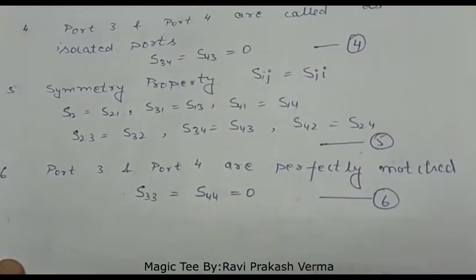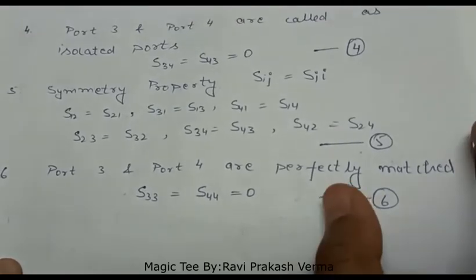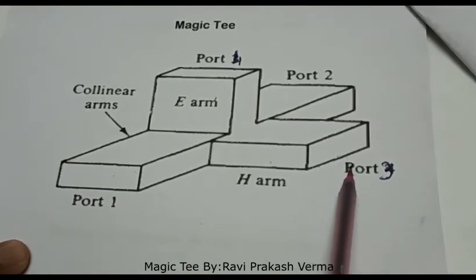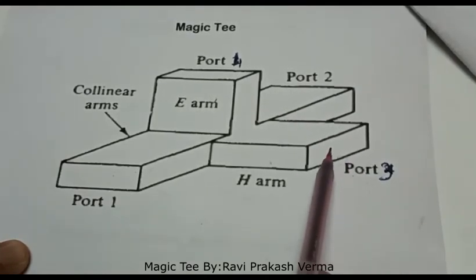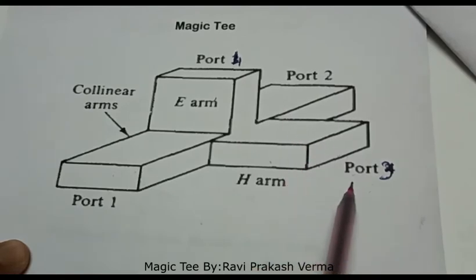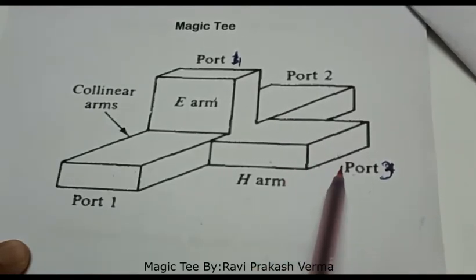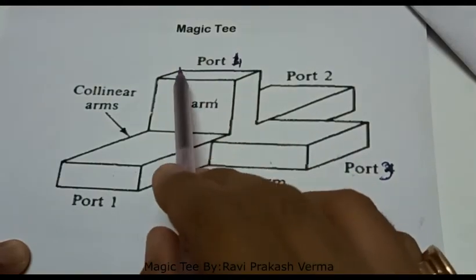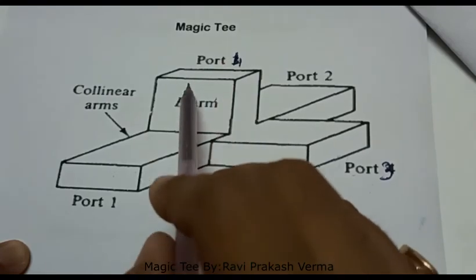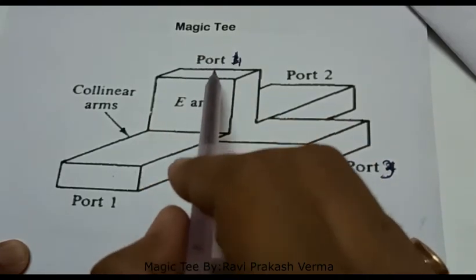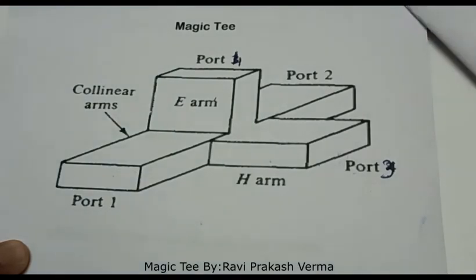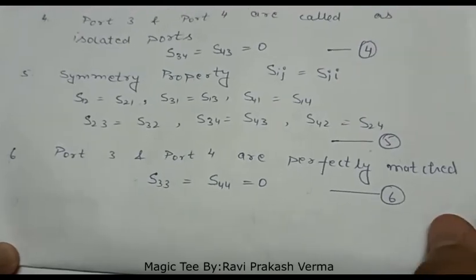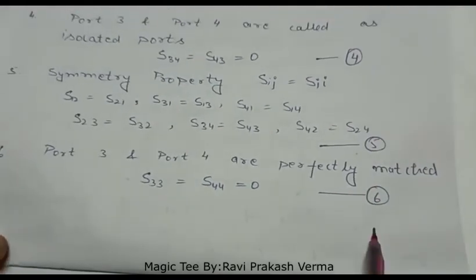Basically in point 6, port 3 and port 4 are perfectly matched. Perfectly matched means if we feed an input wave at port 3, then the reflected wave will be 0. No reflected wave will be taken from port 3. Similarly, if we feed input to port 4, then zero reflected wave can be obtained from port 4. So port 4 and port 3 are perfectly matched. So we can say that S33 is equal to S44. That has been given as equation number 6.